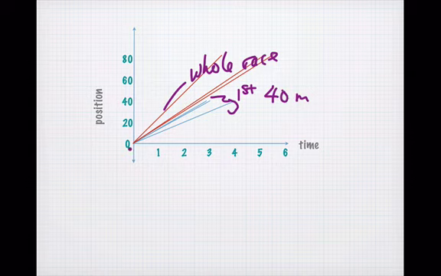Now what we haven't done, again, is plot out second for second what each car was doing. That would give us a lot more information. And that's why we need to learn about acceleration in the next segment.